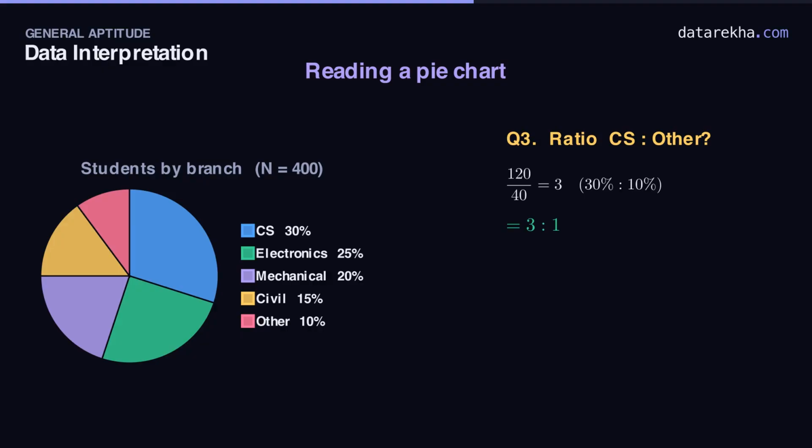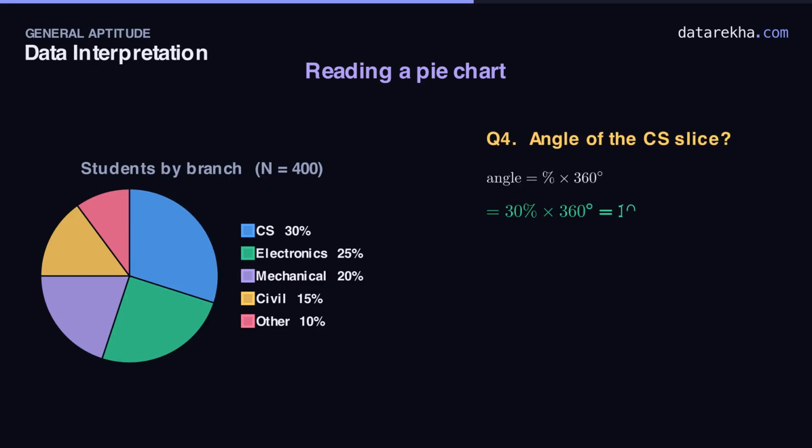And here's a shortcut. Since both are slices of the same total, the ratio of the counts equals the ratio of the percentages, 30 to 10. Same, 3 to 1. One more the pie makes natural. The angle of a slice. The full circle is 360 degrees. So a slice's angle is its percentage times 360. Computer science, 30%, sweeps 30% of 360, 108 degrees.